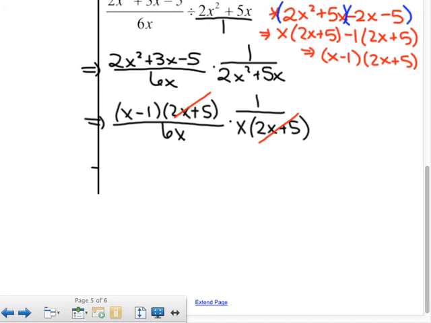So we'll multiply now. X minus 1 times 1 is just x minus 1. In the denominator, 6x times x, 6x squared.